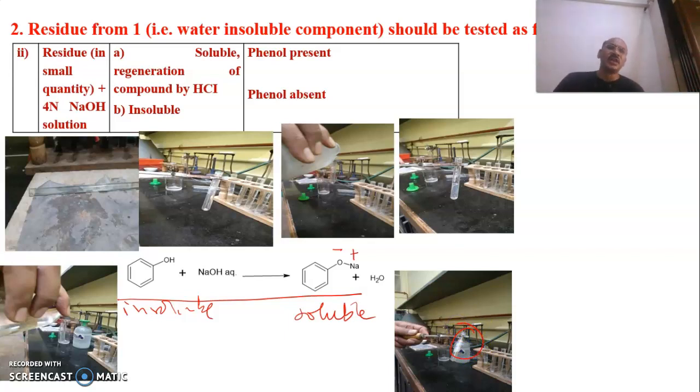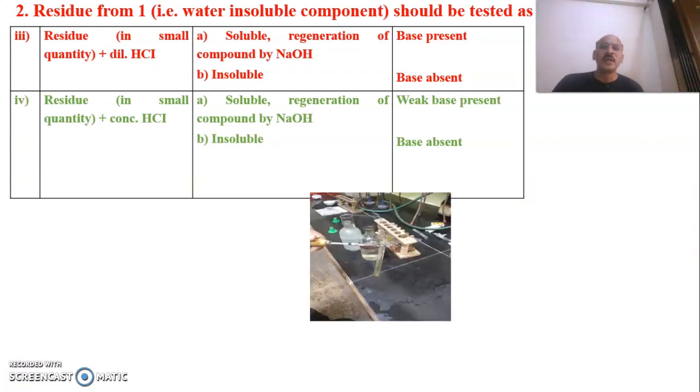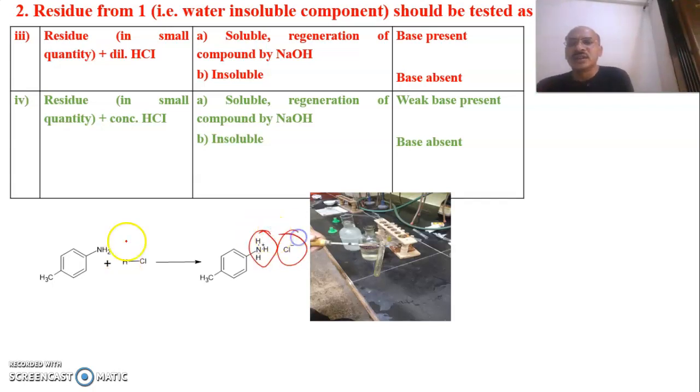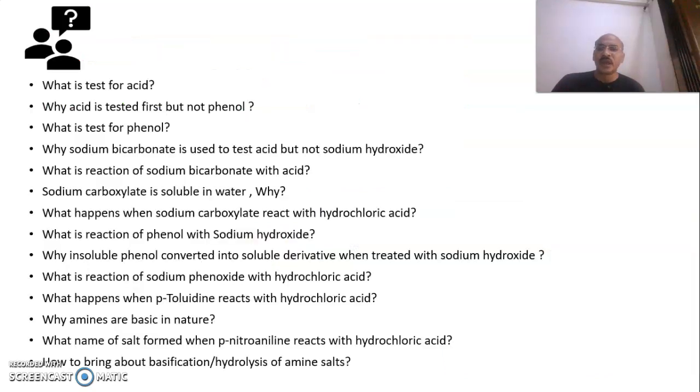If phenol is absent, then we will proceed for base. This is the regeneration test, and for base we have to use hydrochloric acid for neutralization. We will take the residue, we will add hydrochloric acid. This is the neutralization reaction, salt formation. Dissolution will be there, and when we add sodium hydroxide base, there will be a regeneration of that base, and we will conclude that base is present. But if this is negative, we will write the second component, that is the water insoluble component, as a neutral component. At last, have a look at these questions.